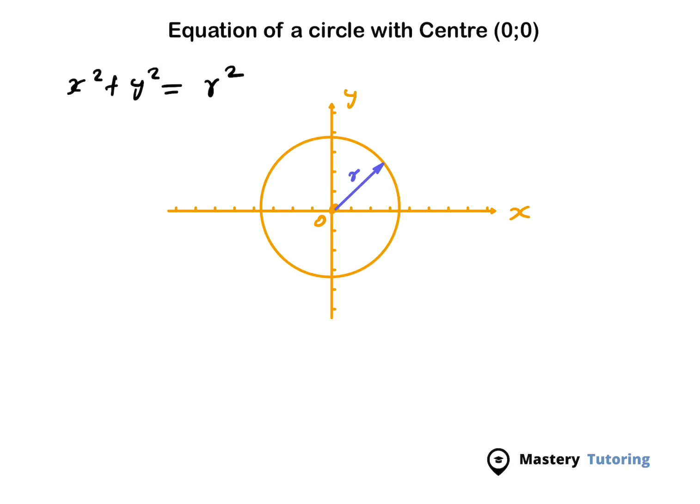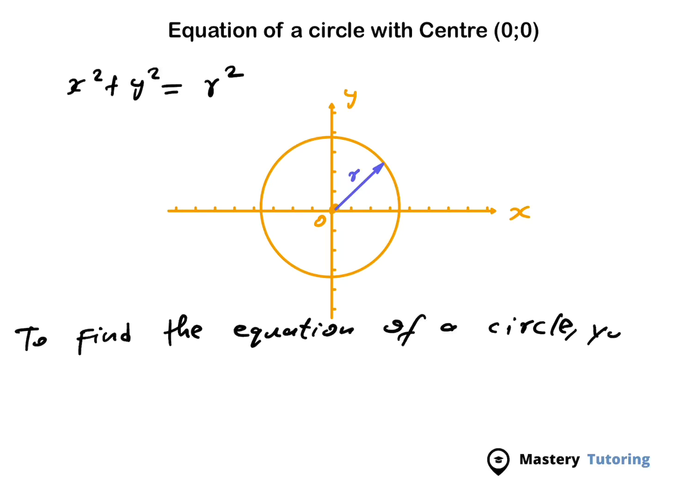So now to find the equation of a circle, you just need to know a known point on the circle. So to find the equation of a circle, you only need 1 point on the circle.